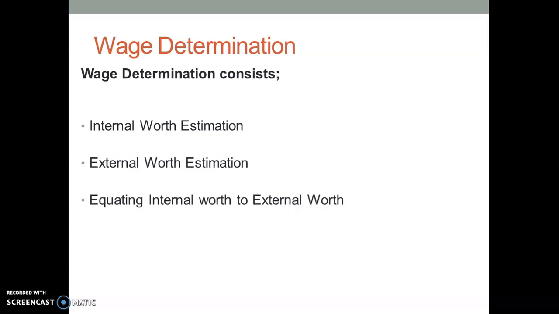One is, first we evaluate the worth of an individual profile within the organization. Then the value of that profile in comparison to other industry players, and then equating both. So first we calculate the internal worth of the job profile, then the external worth, and then we equate internal worth with external worth. We decide the fixed part of compensation proposed before any individual joins the organization, so we calculate all these things in advance.